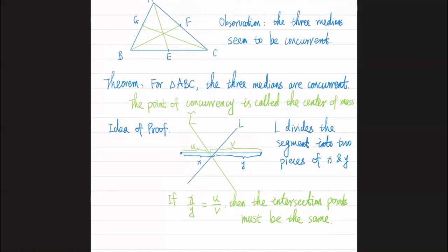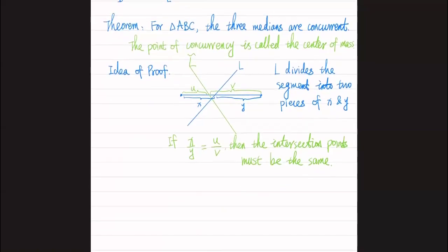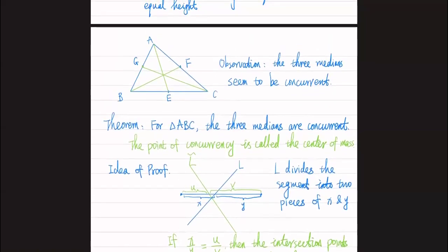Okay. So how to prove this? We will see these two medians divide this one into the same ratio. Therefore, they must be concurrent. Let me make a copy of the picture. We don't have to go back and forth.